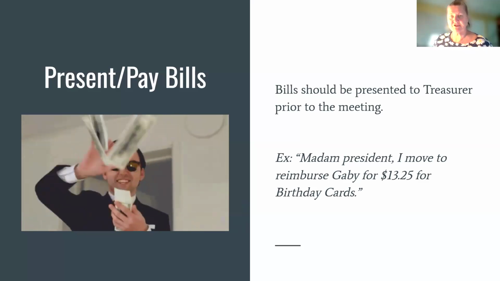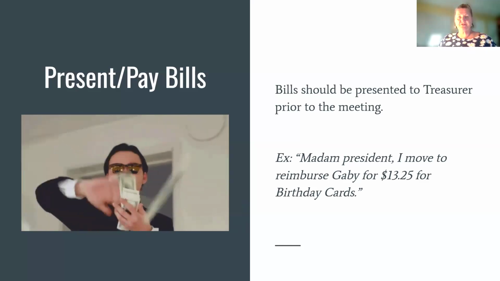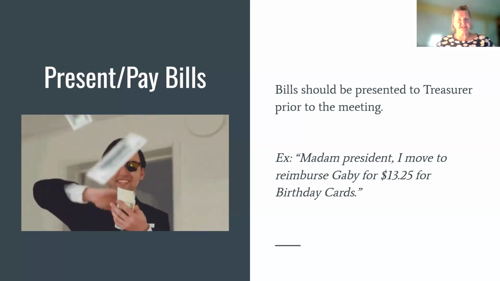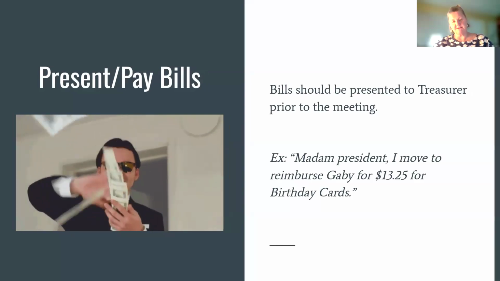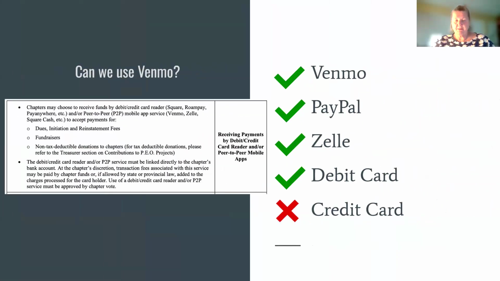When you make that presentation, it's: Madam President, I move to reimburse Gabby for the $13 for birthday cards. And then that will need to be seconded. Can we use Venmo? Sure. The one problem with Venmo is it needs to be tied to a phone number. So it needs to have somebody in your chapter who's willing to set that up. You also can use PayPal or Zelle or a debit card, but you cannot at this time use credit cards to pay any PEO funds.